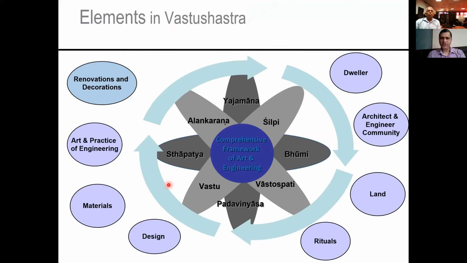The core scientific principle of Vastushastra behind all these technologies is the same and is referred to as Ashtanga Vastushastra. Ashtanga means 8 elements, which typically include land selection, rituals, building materials, design and construction elements, the ergonomics of the dweller, and the roles and responsibilities of the crew, including the chief architect, structural engineer, project manager, supervisors, laborers, and helpers. It also provides the best practices on renovation and interior decorations.